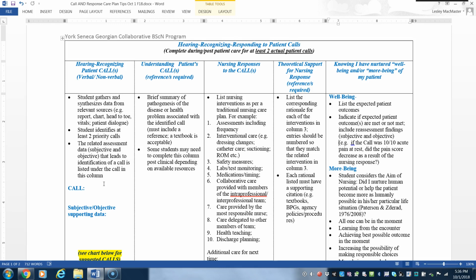The next step is to come to practicum and to attend report, to gather further data from report, possibly the chart, and then obviously to proceed to conduct their morning assessment, their head to toe, their vital signs, and to synthesize all of the data that's coming at them, and from that to then identify at least 2 priority calls that have presented through that data collection and synthesis process.